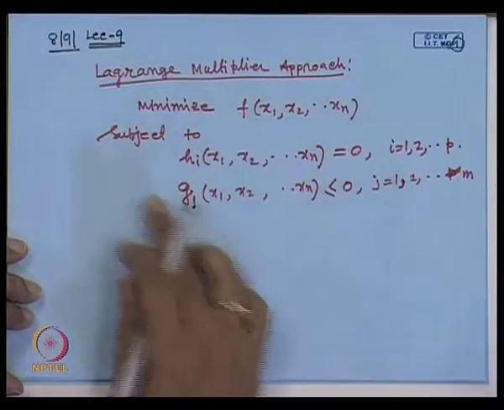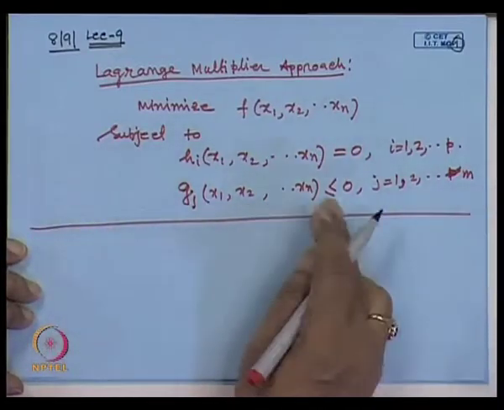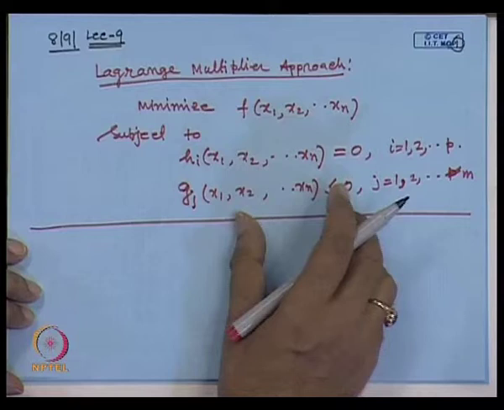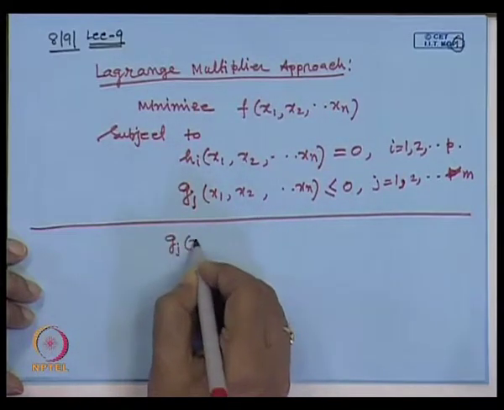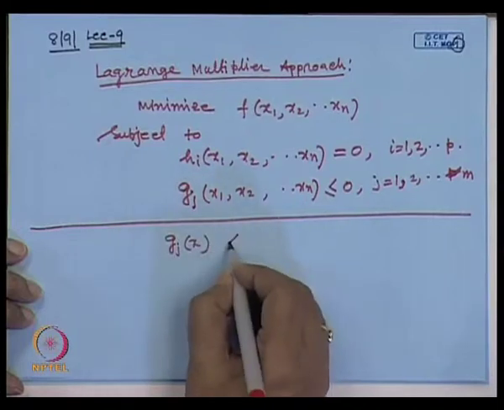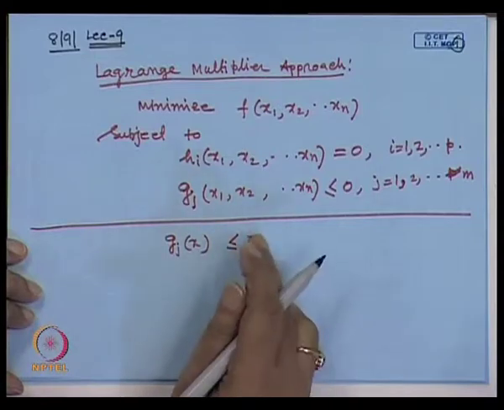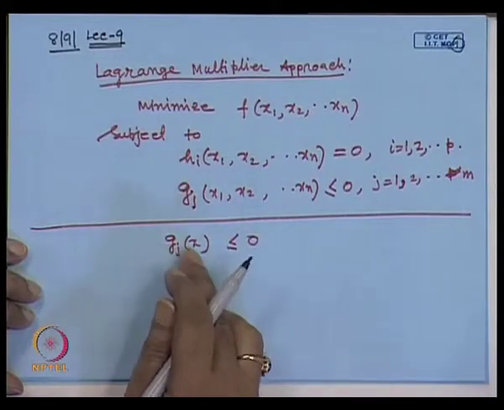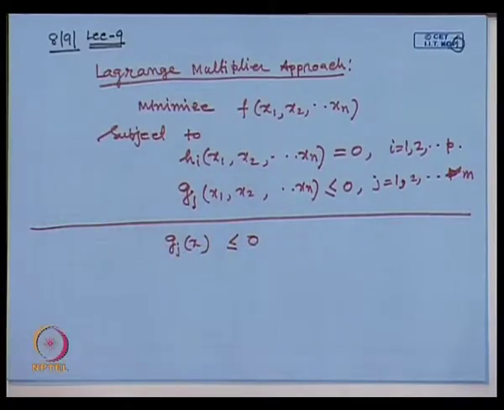If you recollect, if you have inequality constraints here, I can convert them into an equality constraint. Let us say you have g of x less than or equal to 0. That means g of x is less than 0, and with this I have to add some variable so that the function g of x plus that one will be 0.